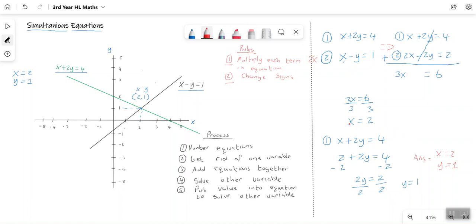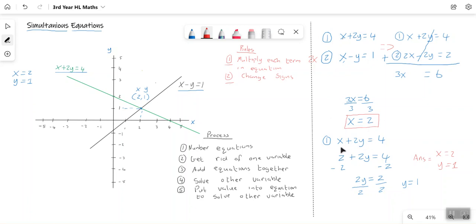Then what we did is, so that's how we worked out the first variable, and in order to get the second variable, what we have to do then is take this value and substitute it into one of the original equations. So we just chose equation 1 and we substitute the value into equation 1.